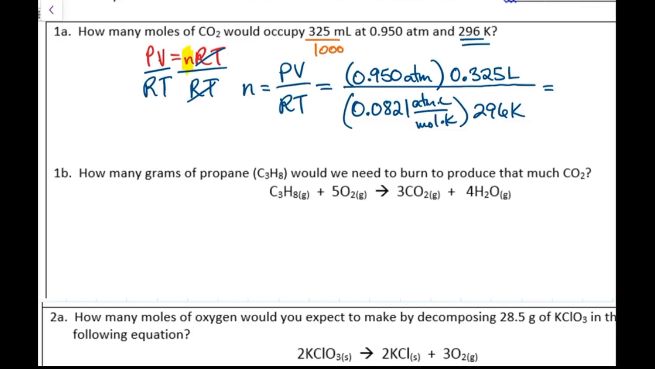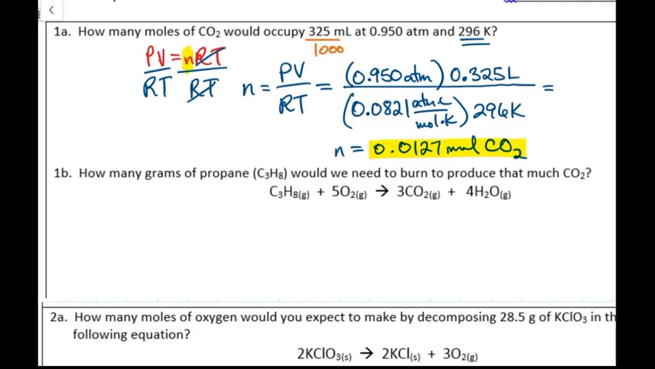Okay, and hopefully you found that you have an n of 0.0127 moles of CO2, and make sure that you label that completely. So include what it is that we have moles of. That's going to become very important in gas stoichiometry. Now, so far this isn't really stoichiometry. This is just the ideal gas law, PV equals nRT.